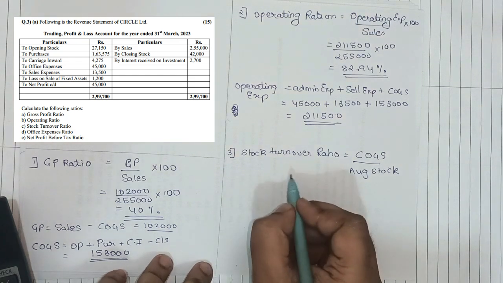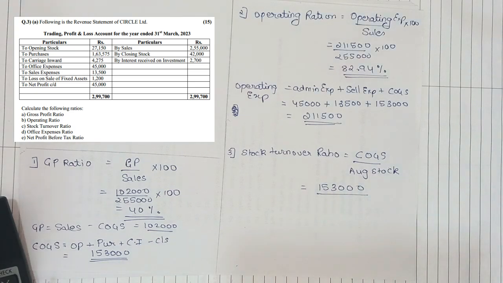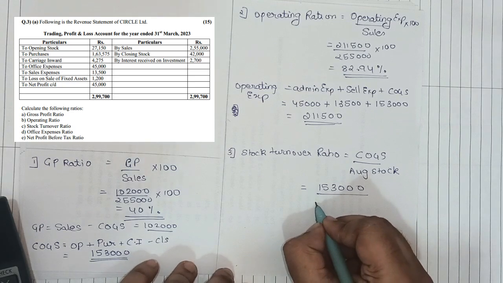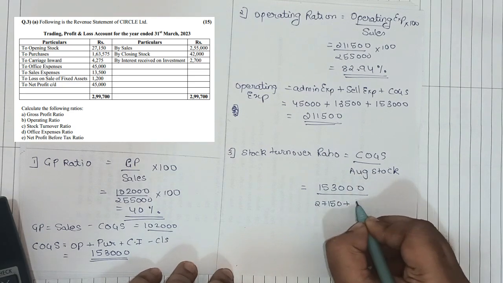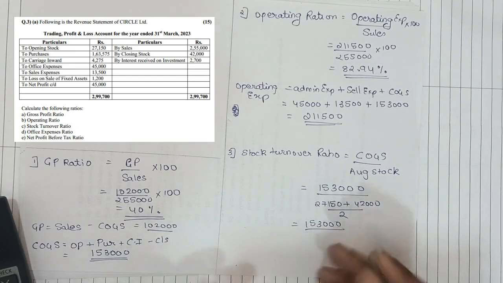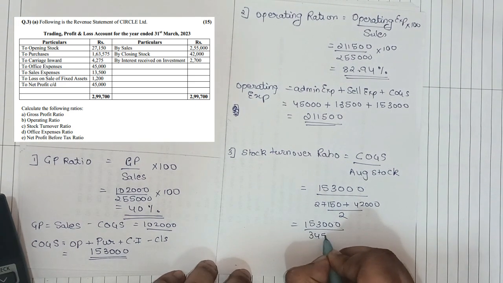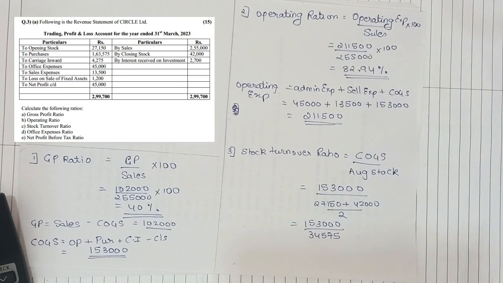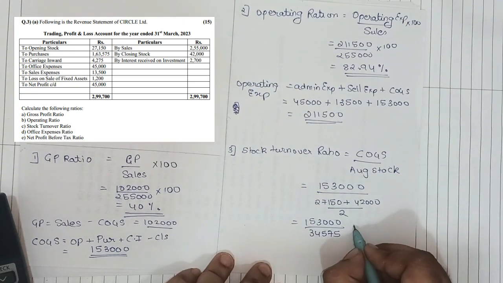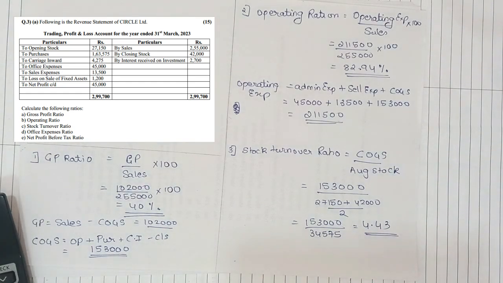Okay, third was stock turnover. COGS we already found 1,53,000. Average stock is opening stock plus closing stock divided by 2. So opening is 27,150 plus closing 42,000 divided by 2. So 1,53,000 divided by 27,150 plus 42,000 divided by 2. 1,53,000 divided by 34,575, which comes to 4.43 times stock turnover ratio.